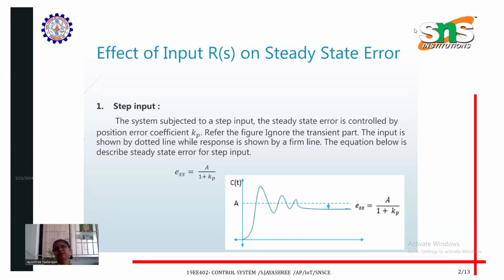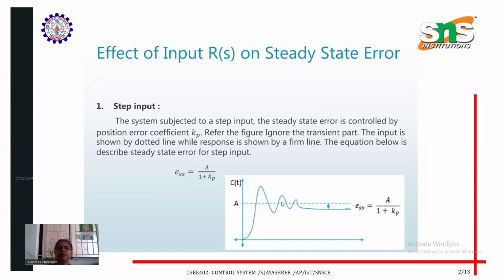The system is subjected to a step input. The steady state error is controlled by the position error constant, Kp. See the figure. In this figure, the dotted line represents the input, that is step input, whose value is constant. The thick line represents the output response. The response is non-oscillatory like a critically damped system, right? So the input is shown by the dotted line, the output by the solid line.